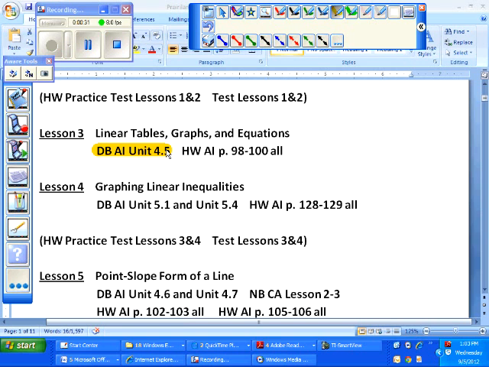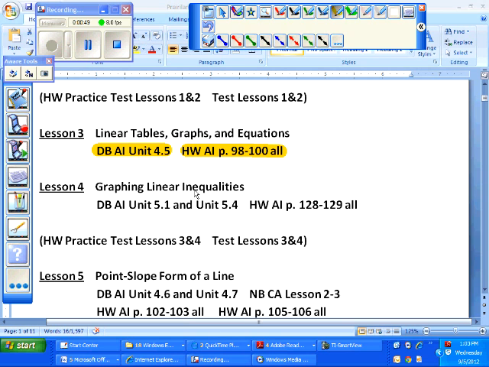So if you need more instruction, you can turn there in the book, or you can go to the videos and watch it. Now, this says that you have homework Algebra 1, page 98 to 100. That means you're going to do that on notebook paper and turn it in. That's a part of your homework assignment.